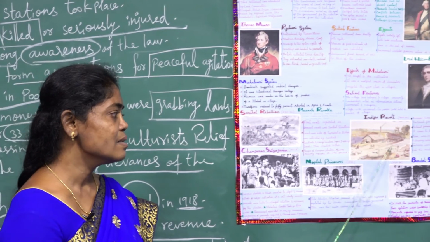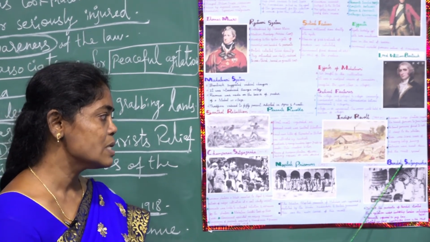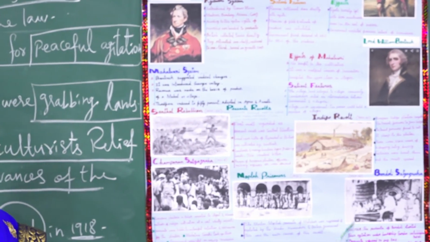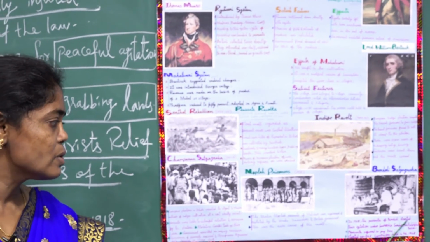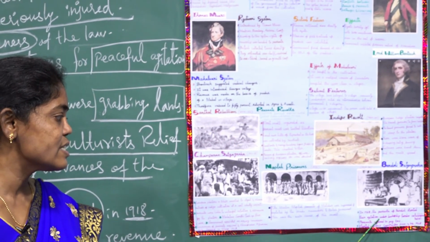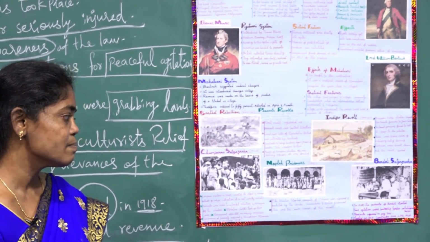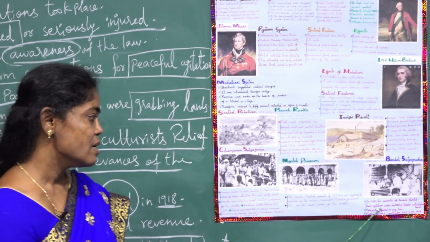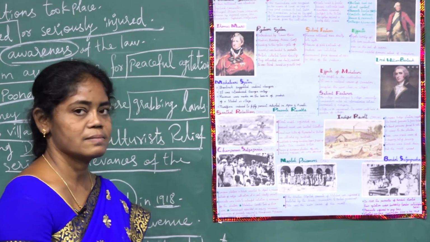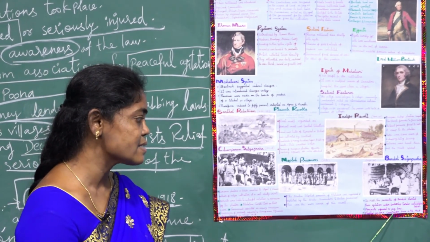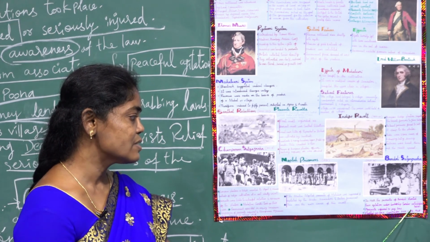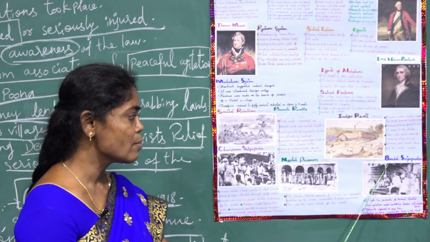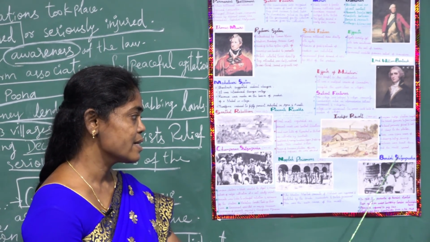Now we will see the last one, the Bardoli Satyagraha. It took place in 1928. The peasants of Bardoli started their agitation under the leadership of Sardar Vallabhbhai Patel. Peasants refused to pay tax. They started the no-tax campaign from 12th February 1928. So that's all about the Bardoli Satyagraha.